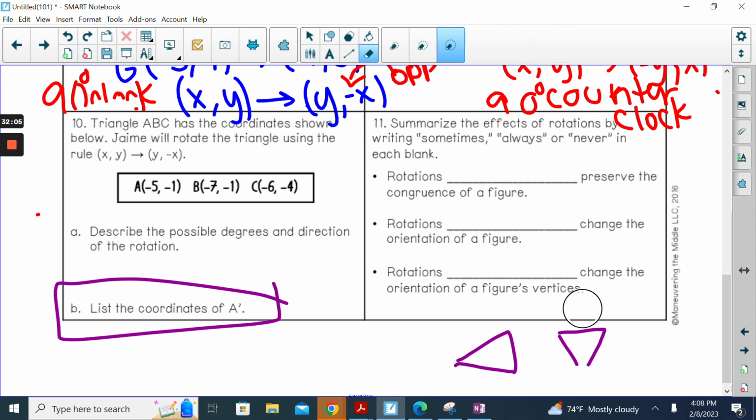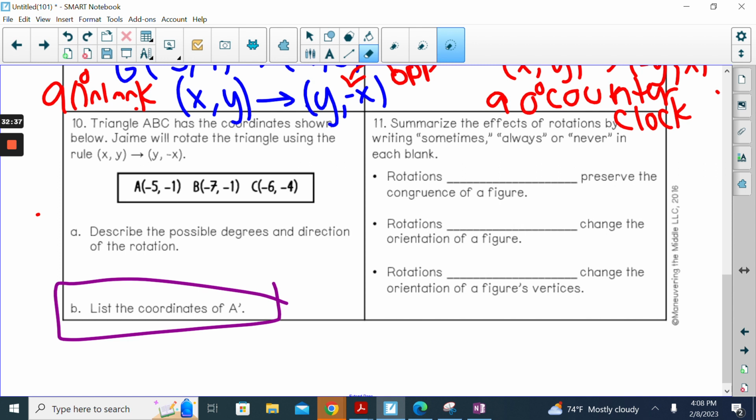retain its orientation. So when I have a rotation, do I sometimes change the orientation? Do I always change the orientation? Or would I never change the orientation of that figure? And if I rotate an object, is that going to change the order of its vertices or its corners? I want you to go ahead and solve those. I will check those. And then I want you to go ahead, if you still have time, to begin the classwork sheet.